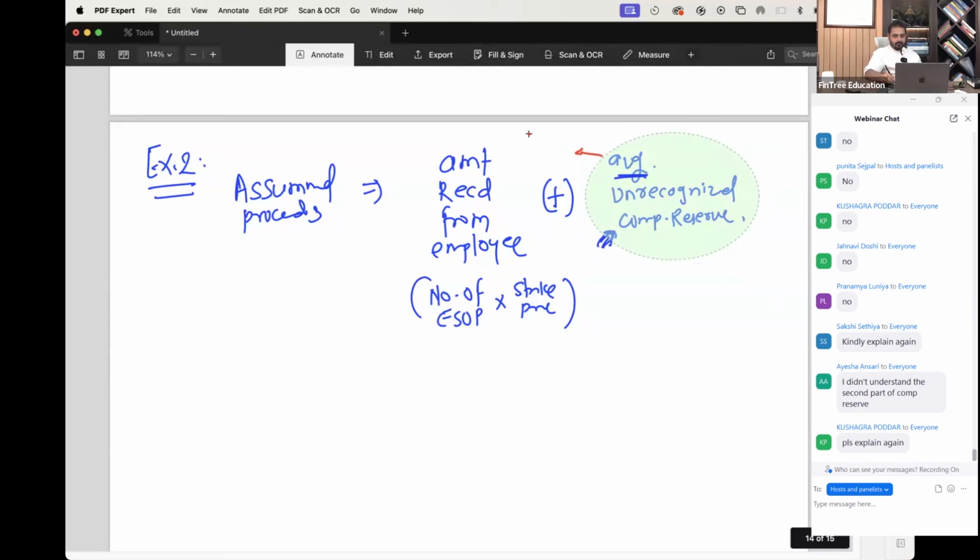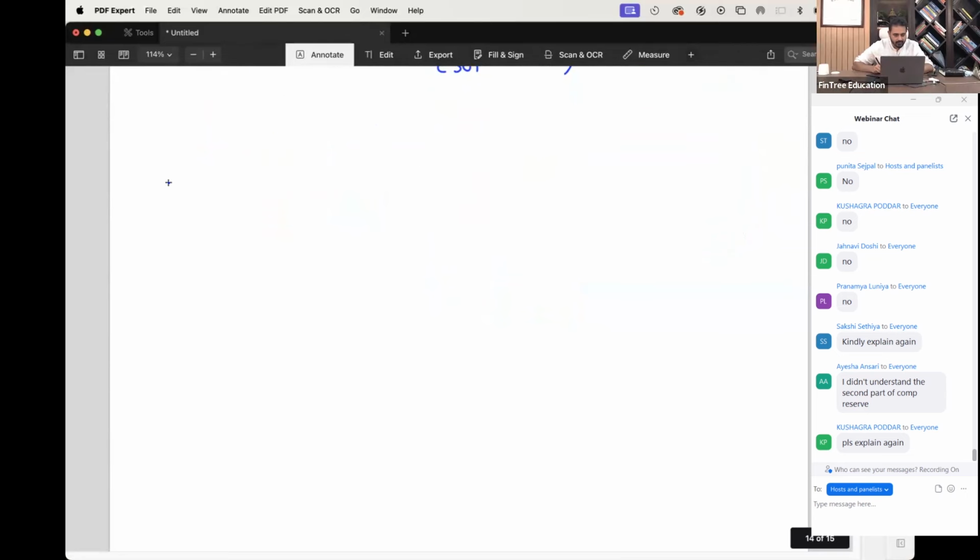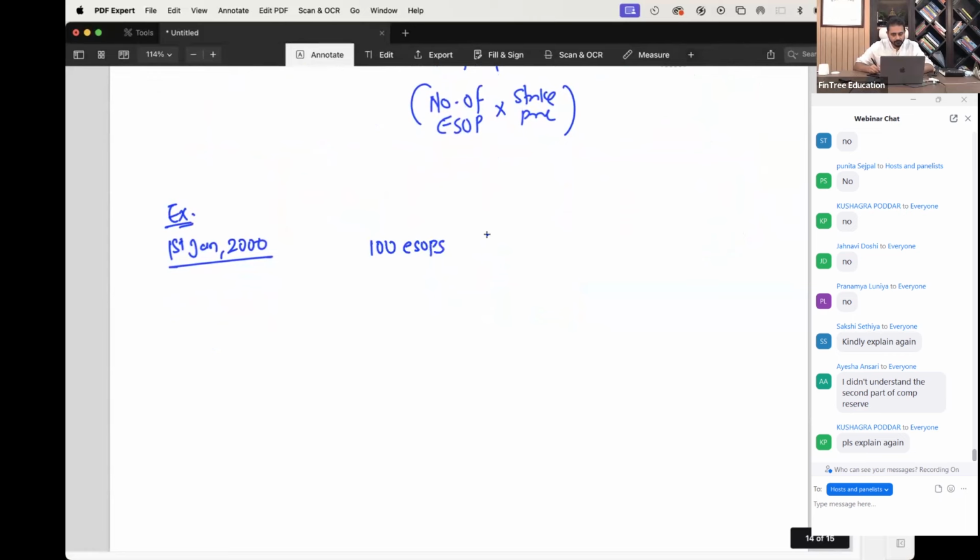Definition of average is opening plus closing divided by 2. That's an average. Okay, let me create a super simple example so that you understand what I'm trying to say. Let us say this is 1st January 2000. We have issued 100 ESOPs to the employee. The strike price is 80 rupees. The spot price, that means the share price on the date of issuance, was 100.